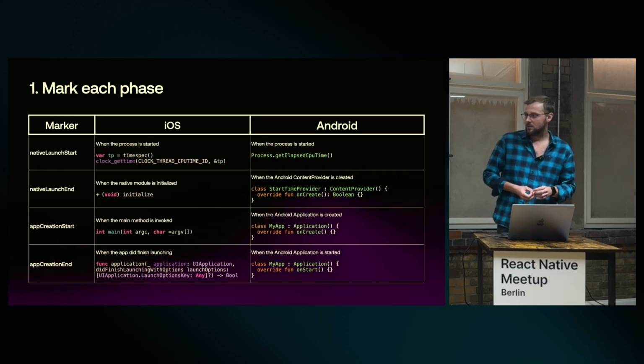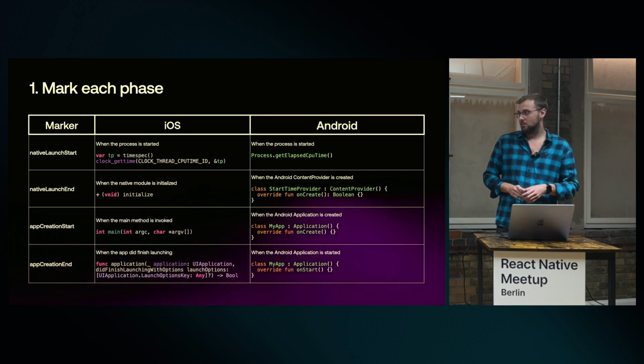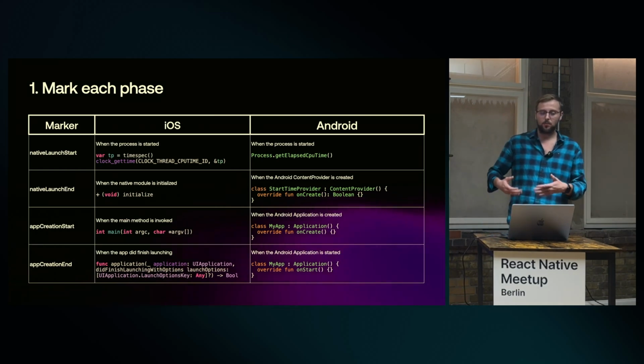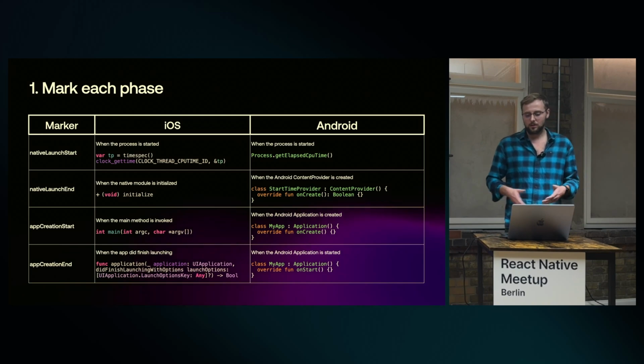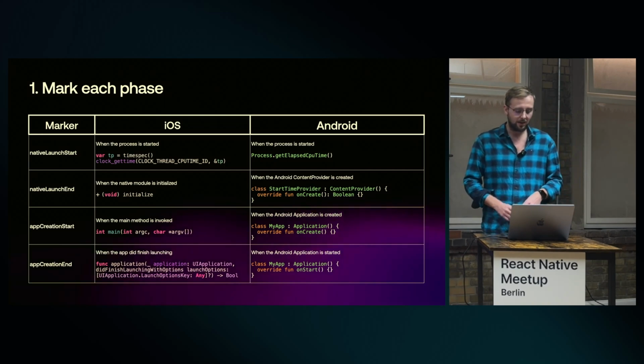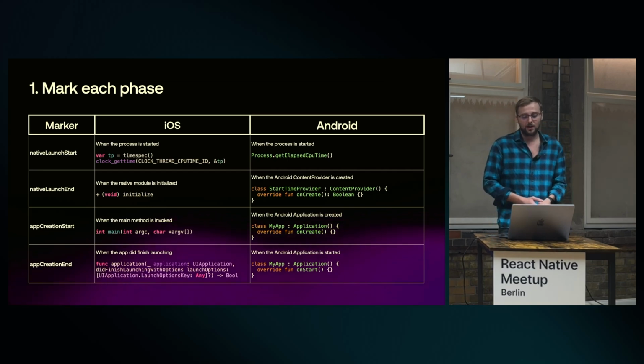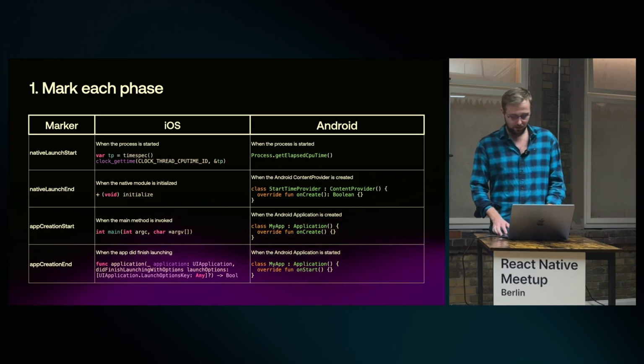Application creation is pretty straightforward. Both platforms, iOS and Android, expose popular hooks for that. So on Android, you can simply hook into the application lifecycles. On iOS, you can use the main method or app delegate's didFinishLaunchingWithOptions.